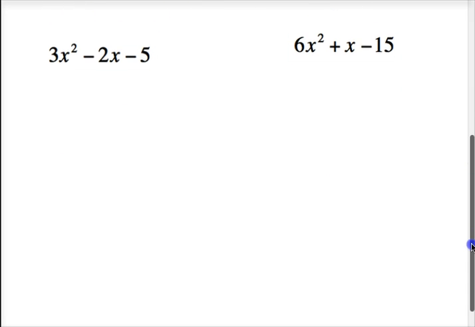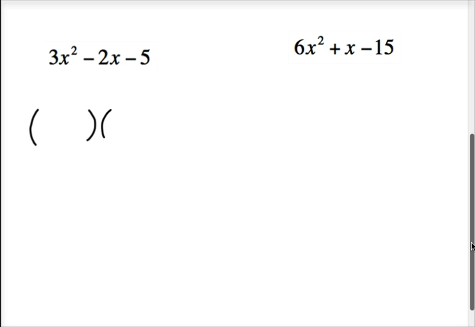All right, looking at our next example. Again, I always like to start with my structure. 3x squared. How do we get 3x squared? That's going to be 3x and x. How do I get 5? Well, that's nice and easy too. It's just going to be 1 and 5.